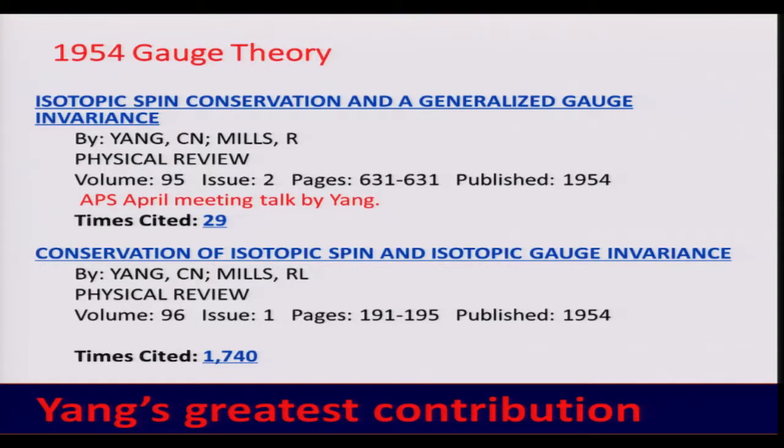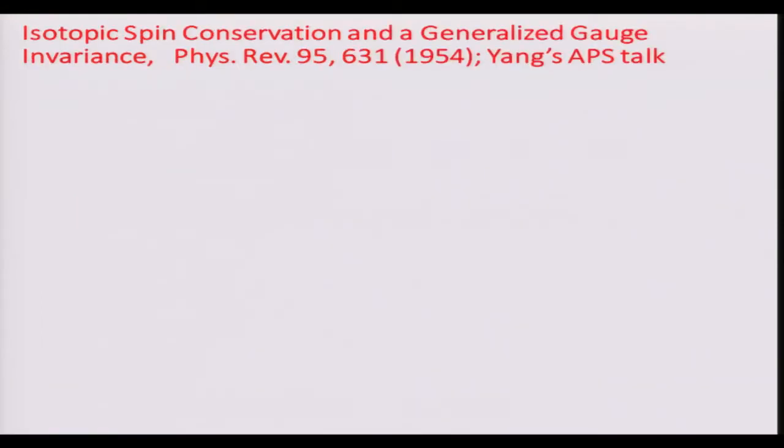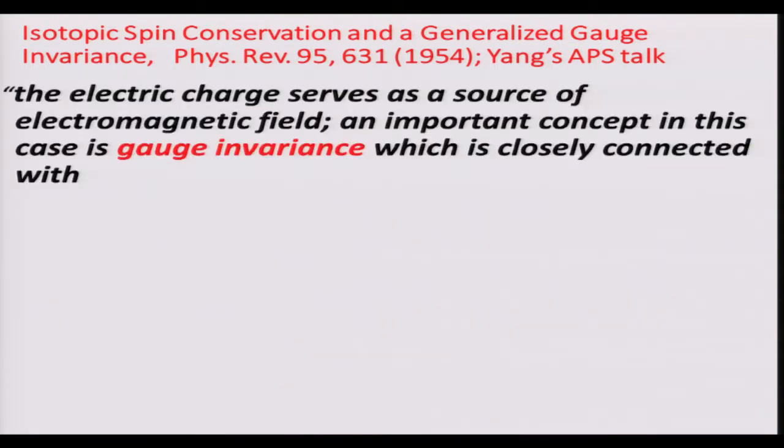Okay, now let me come to Professor Yang's greatest contribution, gauge theory. Actually, in 1954 there were two papers in Physical Review. One is just an abstract of Professor Yang's talk at the April meeting of the APS. The other is a more well-known one. Actually, the motivation is very well written in the short one.